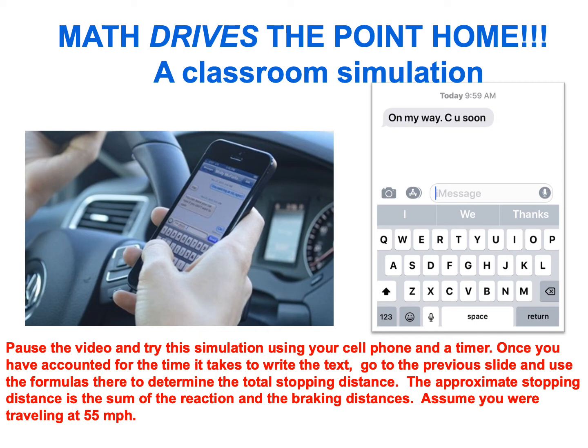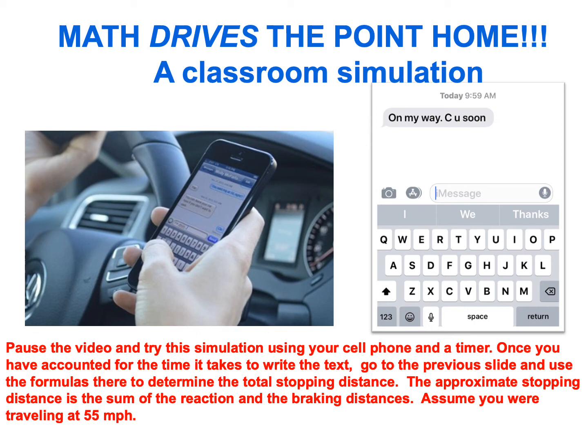You will now do an eye-opening activity that simulates how far a car traveling at 55 miles per hour goes during the time a driver is distracted because of texting. In the classroom, I would ask students to take out their phones and on my signal, write the text, "On my way, see you soon," as I time them. I ask them to raise their hands when completed, and I stop the timer when about half the class is done. I give them that time.